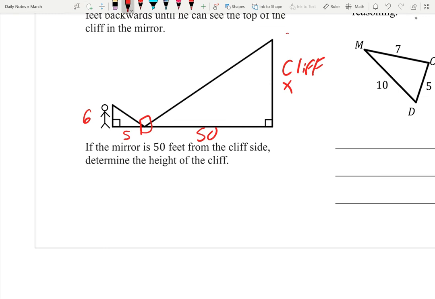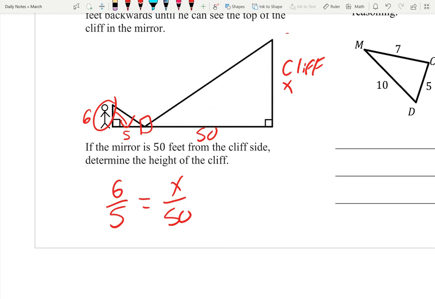So I like to say 6 goes with 5, 6 to 5, as x to 50, the height of the cliff to 50. This is a good way to set up your cross multiplying. Remember you're going with height to the ground, so we have height on top, ground on bottom. And then on the other side, we have the height to the ground again, so the height of the cliff to the length on the ground.